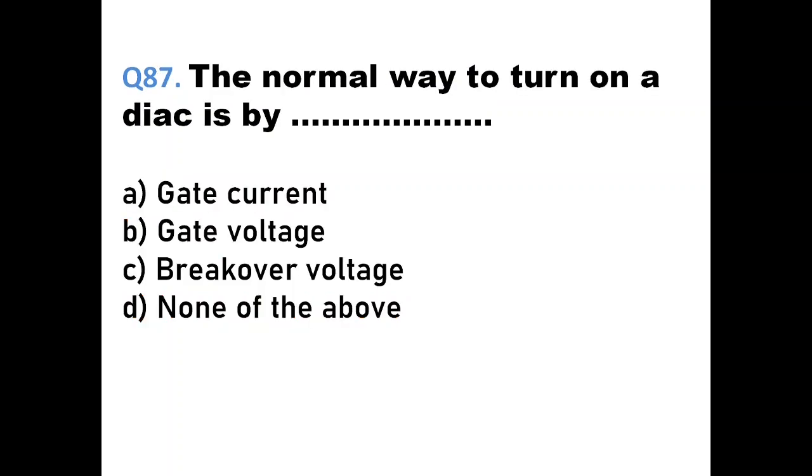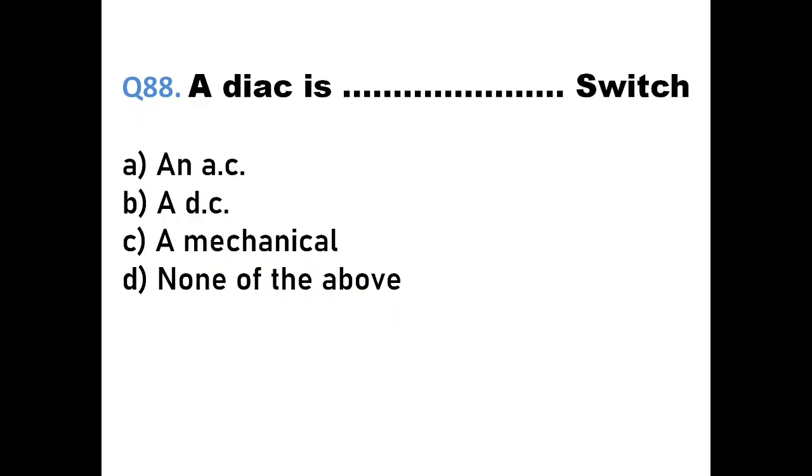Then we'll go to question number 87. The normal way to turn on a DIAC is by. Now the DIAC, we know it is a bidirectional device. It is a bidirectional switch. It works on AC. But it will be triggered. It will get on only when a certain voltage is crossed. When the applied voltage goes beyond a certain voltage, it is going to become on. That means it will be turned on only by some breakover voltage. So here the option will be C, breakover voltage. The normal way to turn on a DIAC is by breakover voltage. Clear?